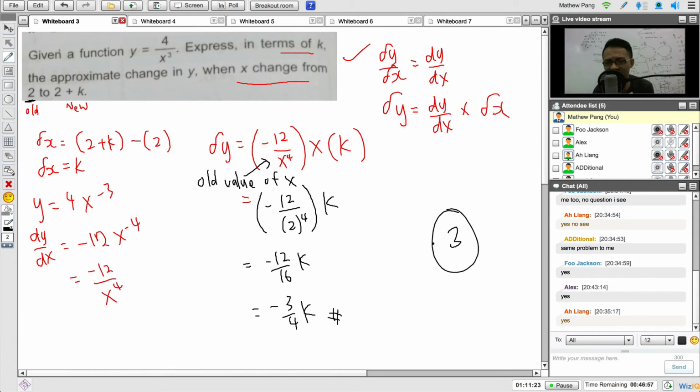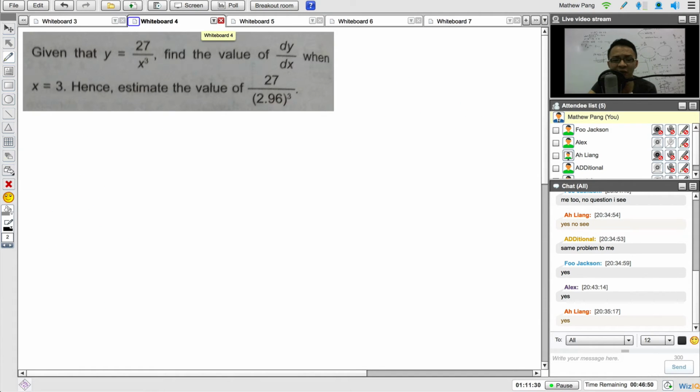For me, I think small change is the easiest one, because the question won't go too complicated. Okay, let's have a look at some other small change questions. I think I have a few here.